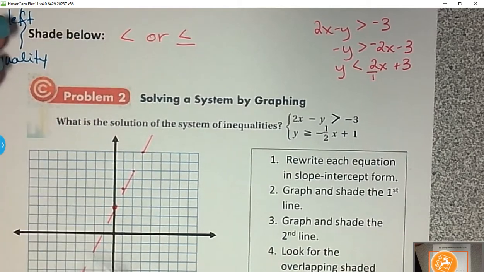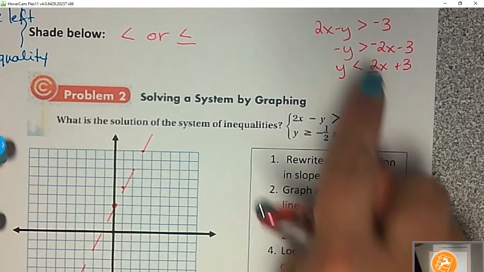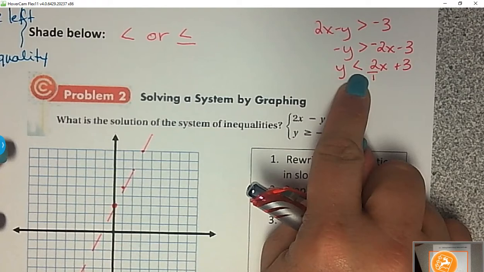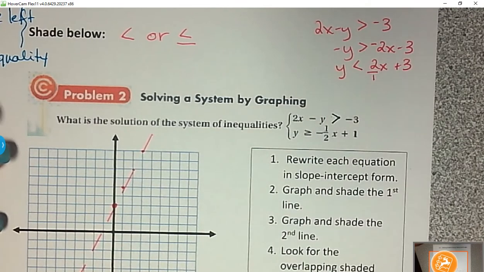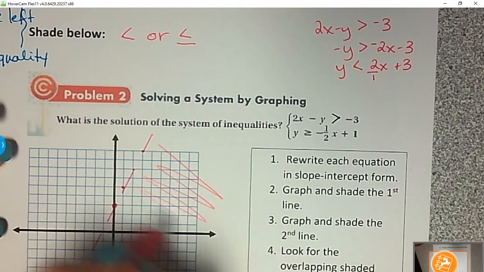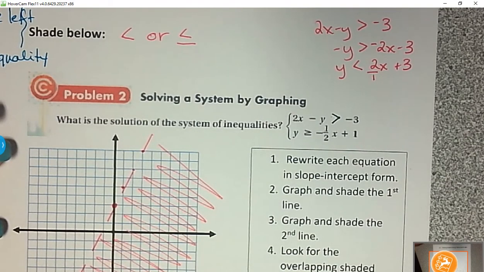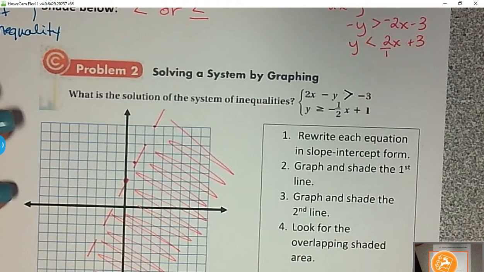Okay. And now we have to shade it because this is less than. My y is on the left side and it is less than. I'm going to shade underneath. So this is the part I would need to shade.